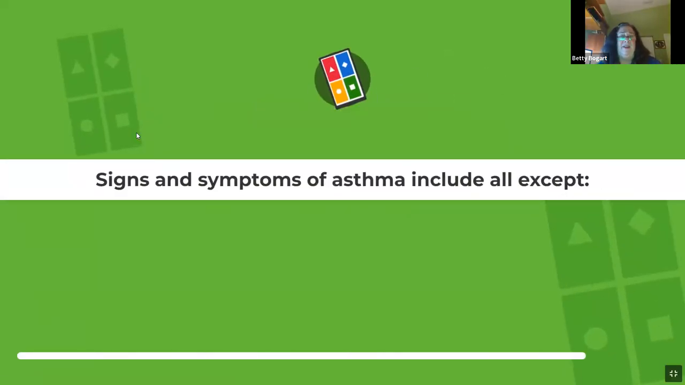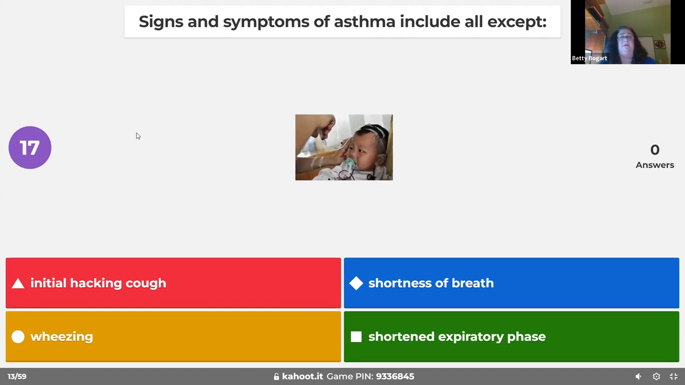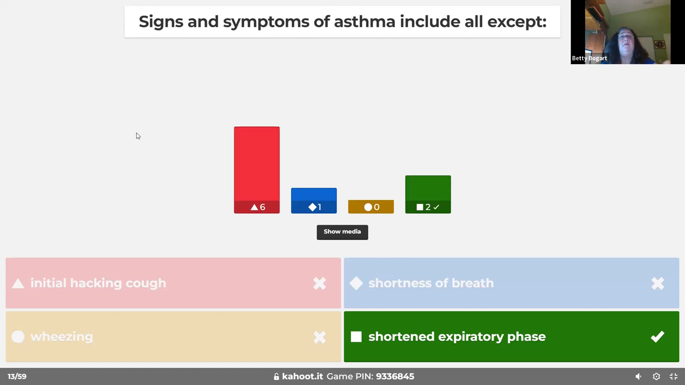Signs and symptoms of asthma include all except. They're going to be hacking and coughing. That's usually the first thing you see in asthma. They're short of breath. They're wheezing. But remember, prolonged expiratory phase. It's not short, okay?